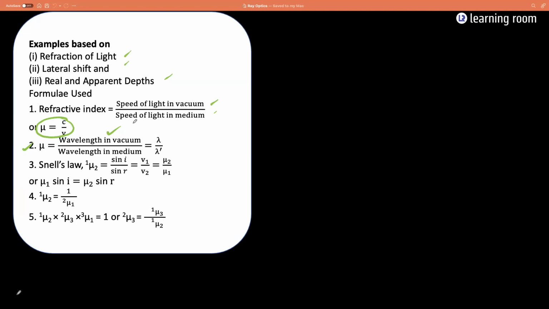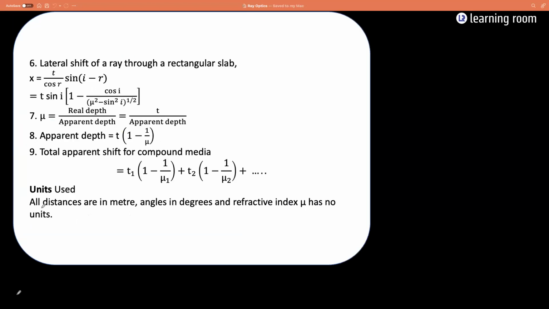So what does Snell's law state? Mu2 divided by mu1 is equal to sin I divided by sin R, or mu1 into sin I is equal to mu2 into sin R, right? Then when you talk about refraction through a glass slab, there is a concept called lateral shift, and the value of lateral shift is given as T into sin I into 1 minus cos I divided by root of mu square minus sin square I.